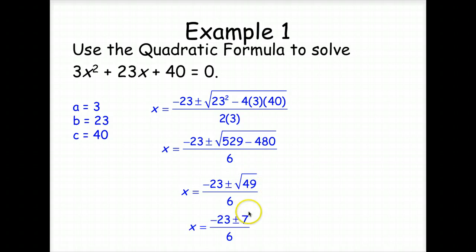49, the square root of 49 is 7, so negative 23 plus or minus 7 divided by 6. This again is going to have two different answers. Negative 23 plus 7 divided by 6 gives us negative 8/3. Negative 23 minus 7 divided by 6 is going to give us a negative 5. So when we have plus, we're going to end up with negative 16 over 6, which simplifies to negative 8/3. And when we do negative 23 minus 7, we have negative 30 divided by 6 is negative 5.